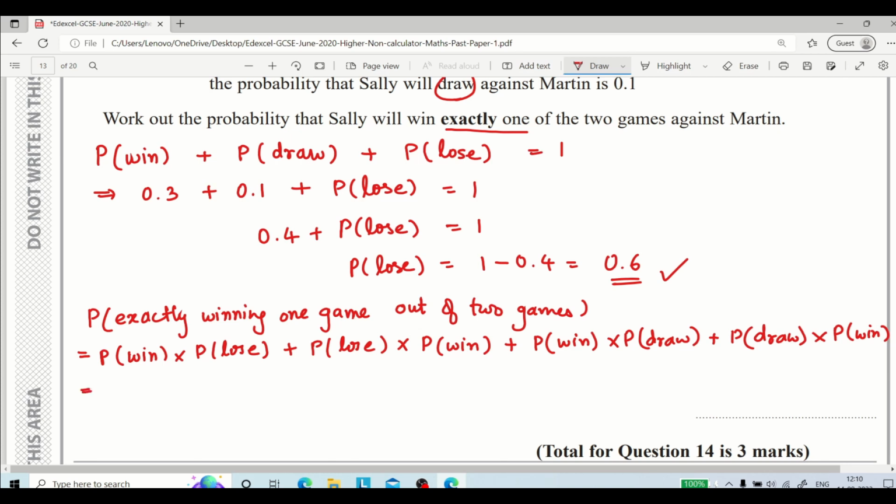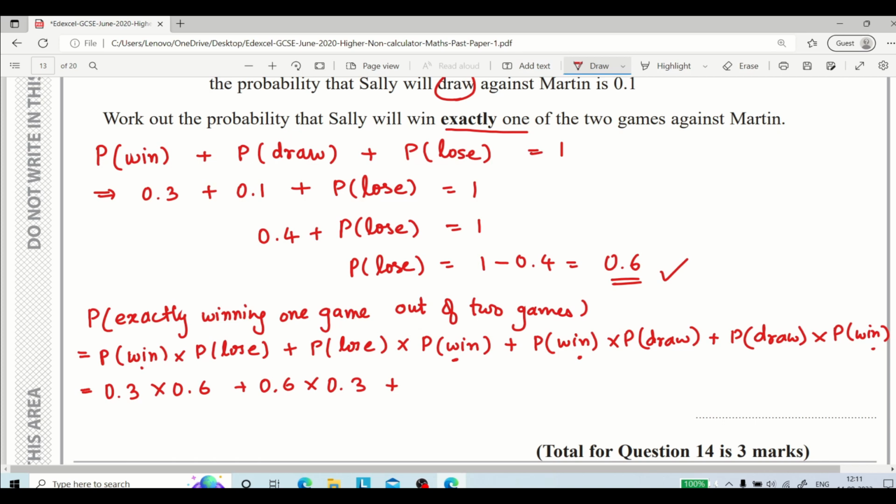So quickly substitute. Probability of win into lose is basically 0.3 into 0.6. Again 0.6 into 0.3 plus she's winning exactly one game. That being the reason, win is at least in one of them each time. Understood? So now see here, win, then here in the second game she's winning. In the third one she's winning and the second game is drawn. In this way, that being the reason I've used this.